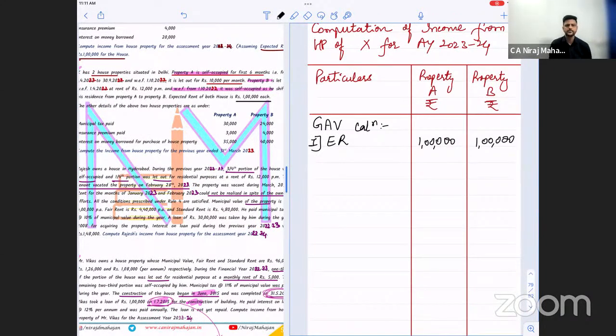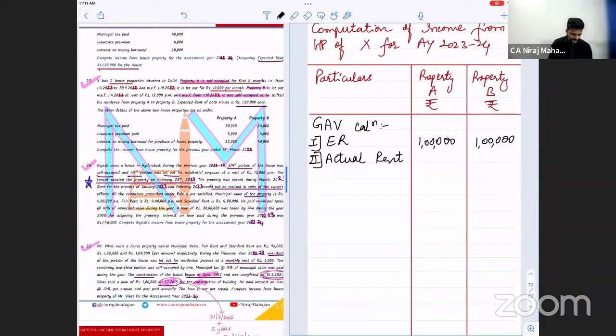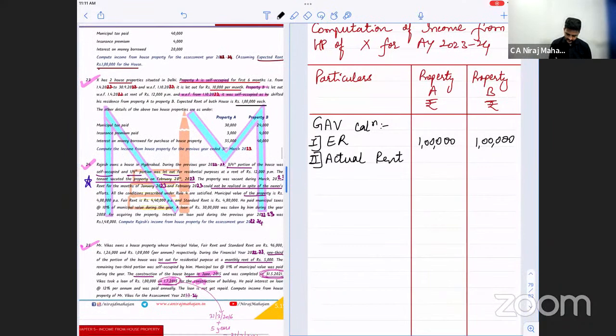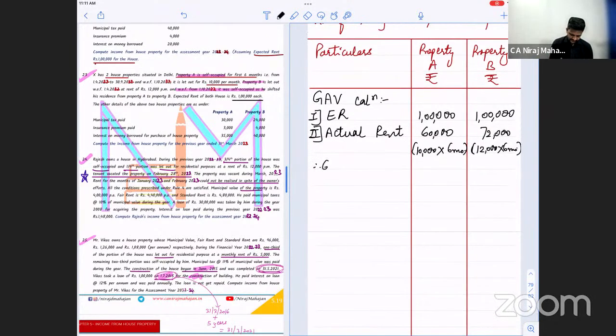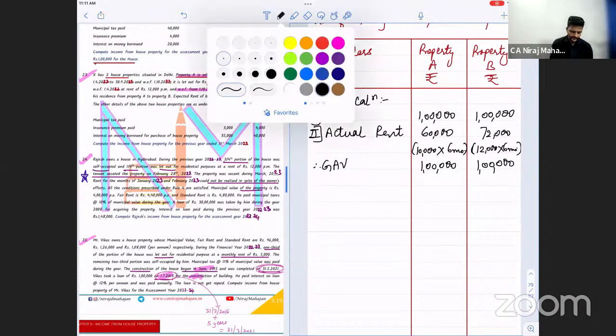But actual rent for both the properties is only for 6 months. Actual rent for property A is 6 months, 10,000, so 60,000. And property B was, I think, 12,000, also for 6 months, so 72,000. But needless, because in both the cases, the given amount of 1 lakh is GAV. Therefore, GAV is whichever is higher, 1 lakh.